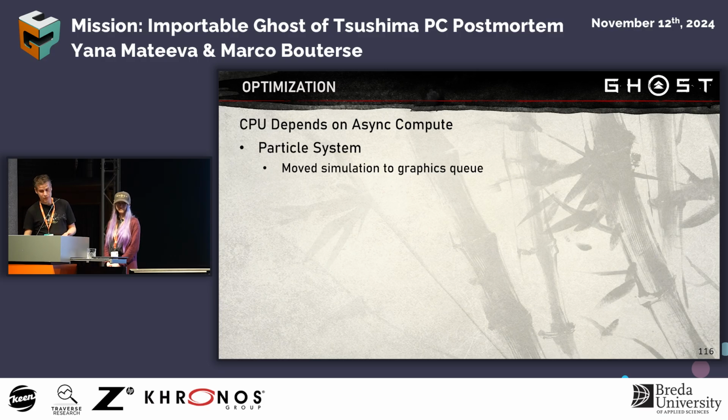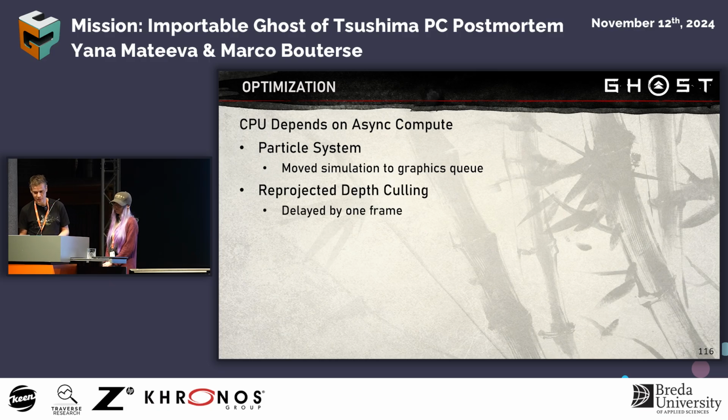So we had a couple of these in the engine. We already discussed the particle system, where we just moved the async job to the beginning of the graphics queue. We also had one for the reprojected depth culling, and what we did here is instead of waiting for the previous frame depth buffer, we just waited for the one from one frame earlier, which made our depth culling a little less accurate, but it wasn't an issue in practice.